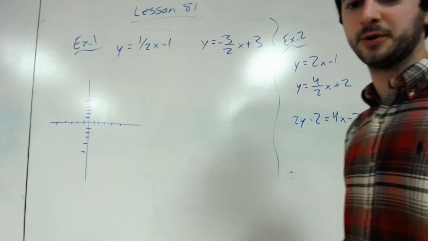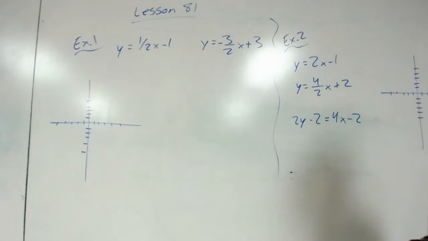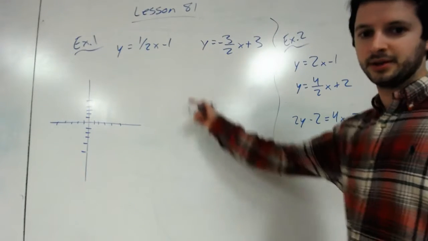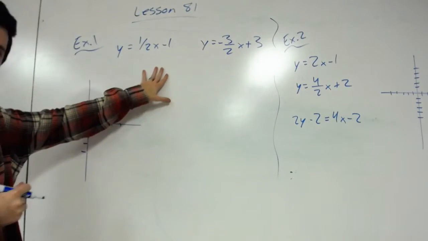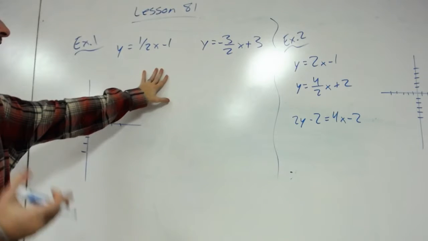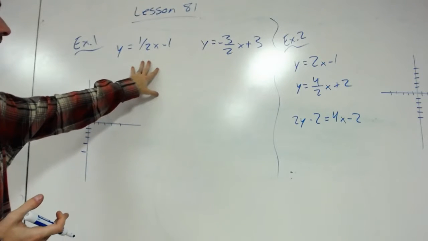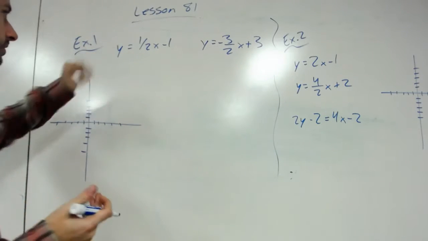Lesson 81, we're going to look at graphing and solving linear equations. So these right here are examples of linear equations. We have the slope-intercept formula, y equals mx plus b. All you do to solve for these is what is known as substitution.